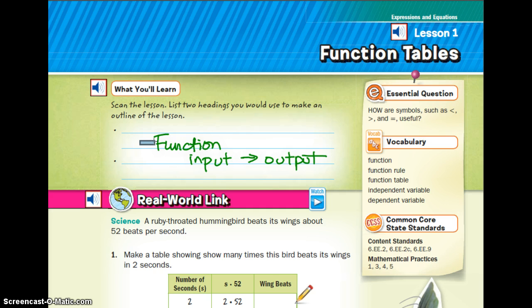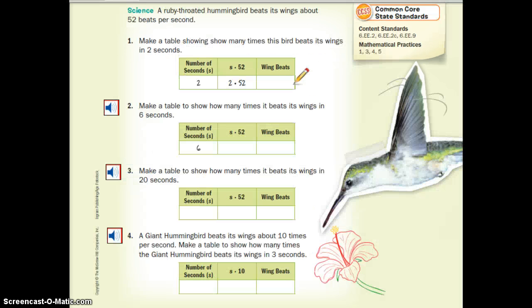Let's look at the real world problem. In science, a ruby-throated hummingbird beats its wings about 52 beats per second. Make a table showing how many times this bird beats its wings in 2 seconds. So if it beats it per 1, then all we have to do is multiply by 2 and we get 104.